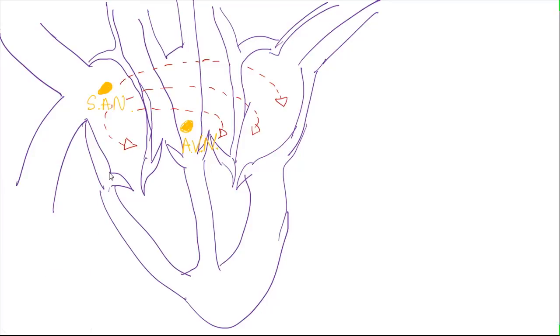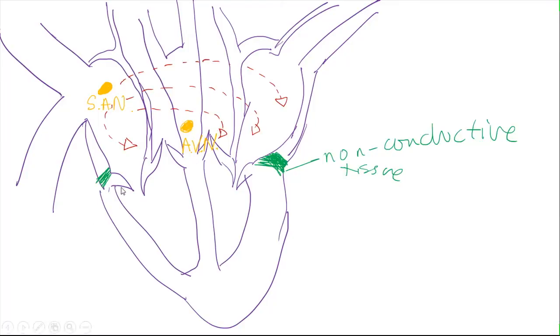Now the question is, why does this signal not travel downwards? Simply because you have insulation tissue in the green, or non-conductive tissue, which prevents the impulse, the electrical signal, from going all the way down to the ventricles. So it sort of just bounces off this layer. Take note of that. Non-conductive tissue. Therefore, all the signals then assemble at the AVN.